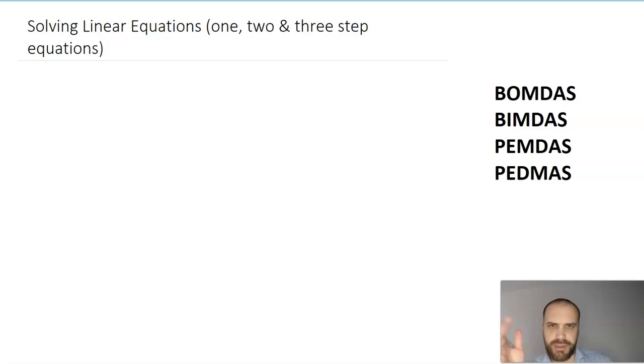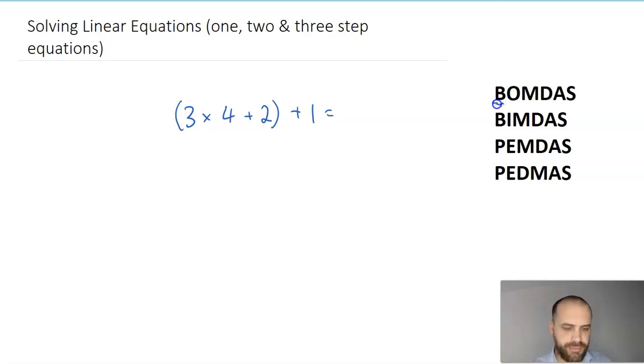Probably heard of BOMDAS, BIMDAS, PEMDAS, PEDMAS, something like that. Something that tells you the order of operations, how you decide what you should do first in a mathematical expression. So the B represents brackets. So we need to do what's in the brackets first.